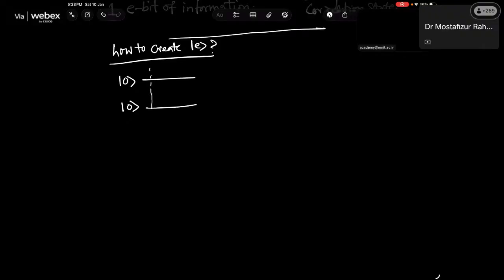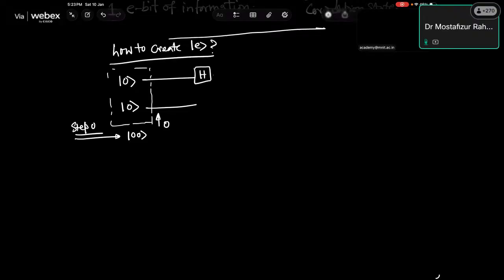So what is the composite state? Their composite state is 0, 0 here. So this is your step, suppose step 0 here. At step 0, your state is 0, 0, right? Now I apply a Hadamard gate here.